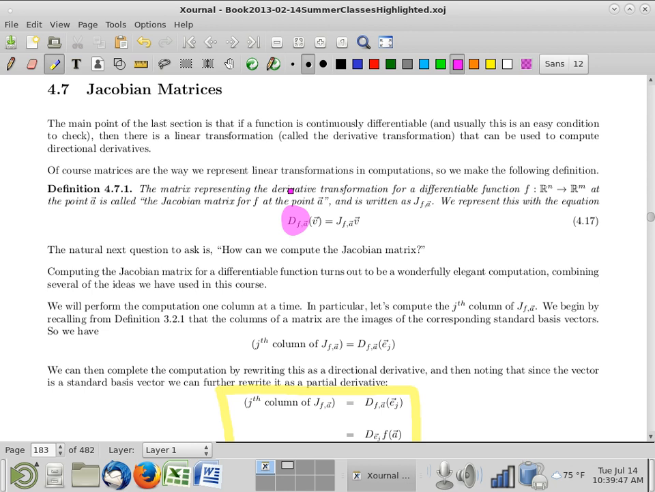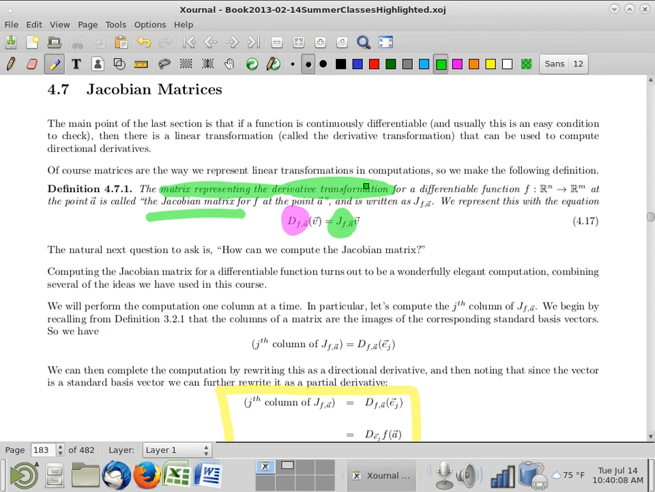So very powerful idea. And as it is a linear transformation, it is represented by a matrix. And we give a name for the matrix representing the derivative transformation. We call it the Jacobian matrix. We use that notation.